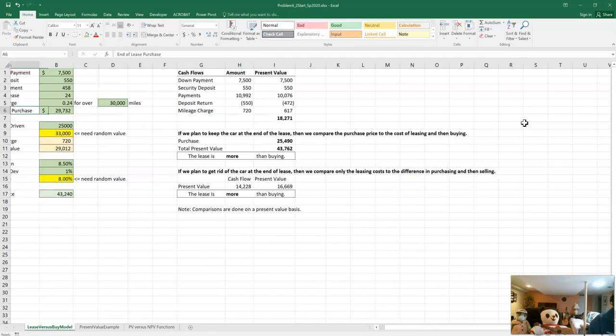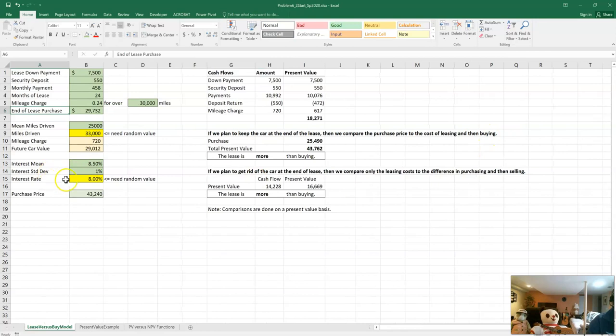So if this is the interest rate and if this is the miles driven, the present value of the cash flows for the 2 years is $18,271. But then we have to decide how we want to model this problem. It's not clear in the textbook. Are we going to model this problem that we're keeping the car? If we buy it, we're just keeping it, which means we have to buy it at the end of the lease to properly compare buying versus leasing.